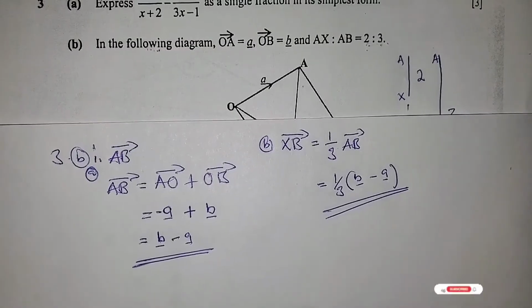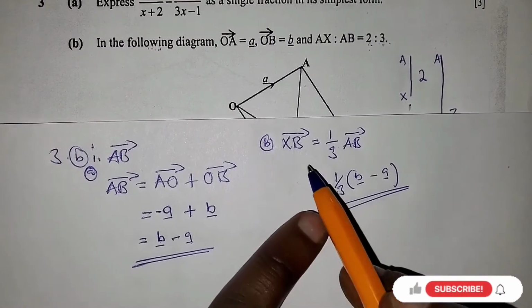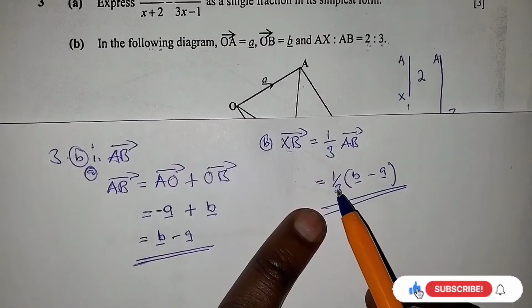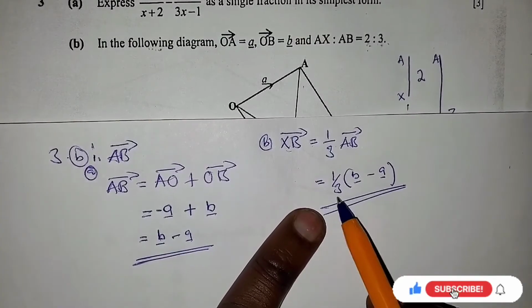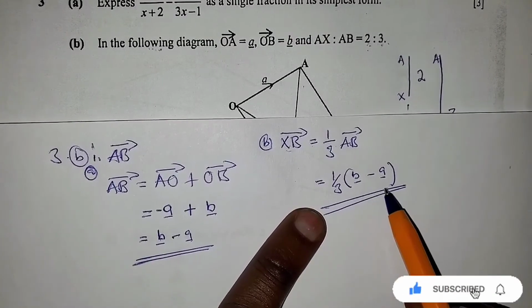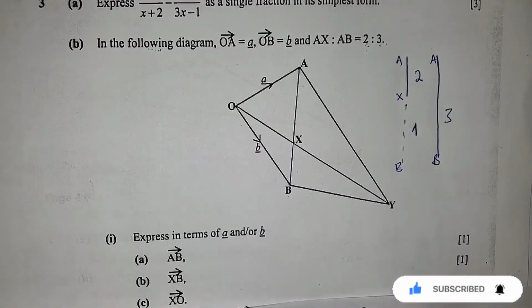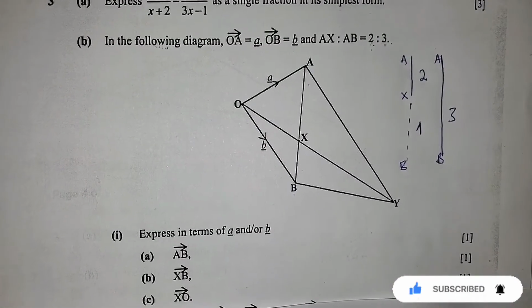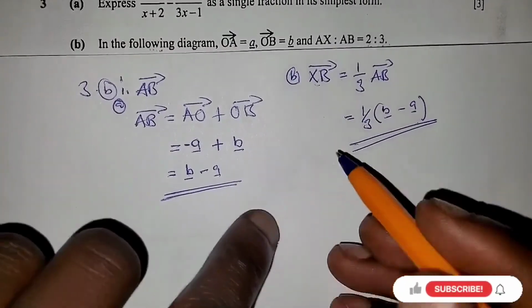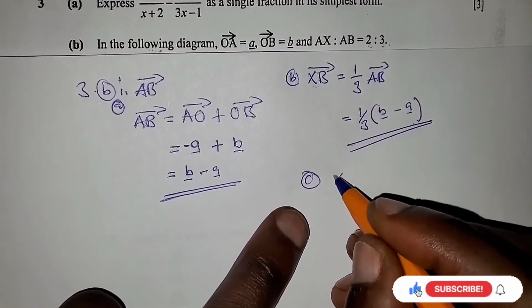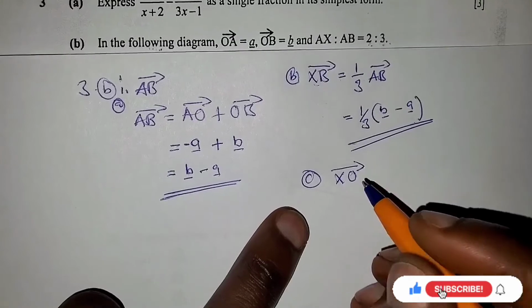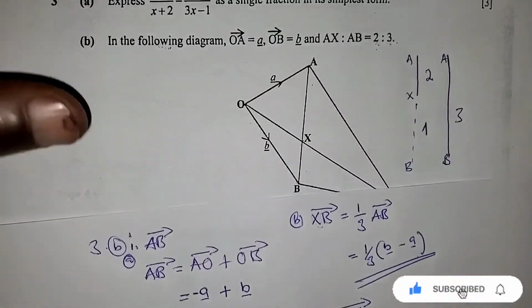By the way, if there is a question where we're going to use XB, we are going to use the expanded one here. We're going to expand this one. So take note of that. The next question is find XO. Vector XO, so this is C, XC, XO. What is X?